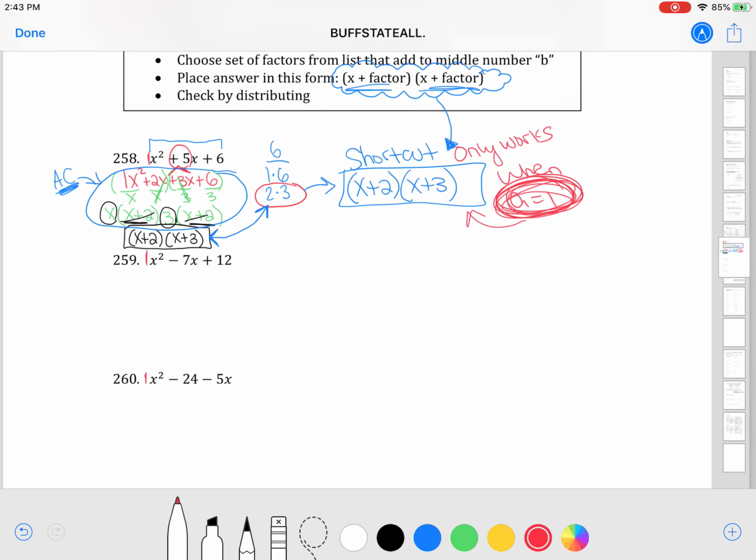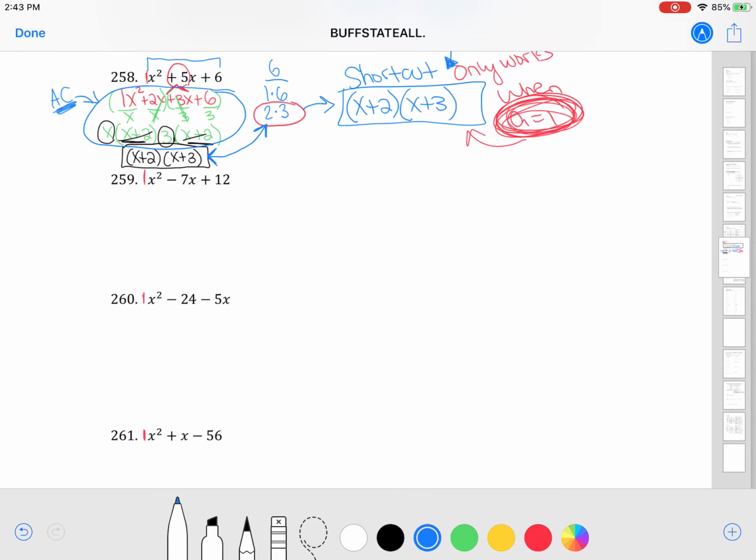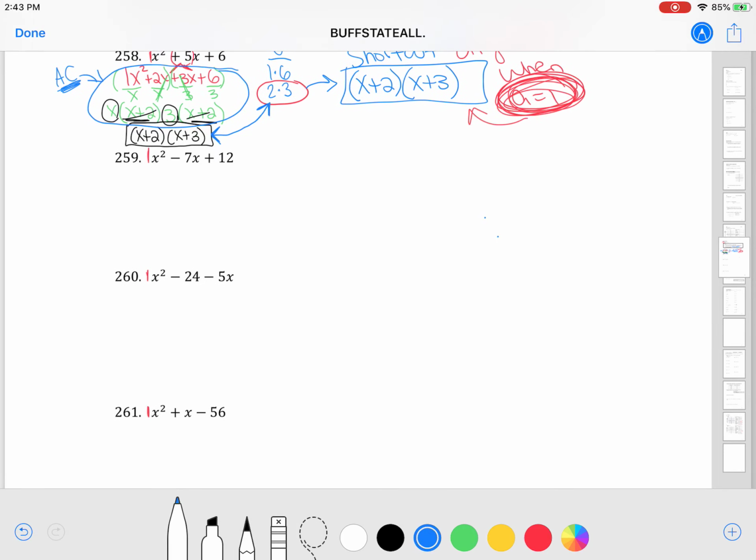So I'm going to practice the shortcut with you again and again for the rest of this page. If you prefer AC all the time, you can practice with AC all the time for the rest of the ones on this page and just check your answer with us at the end, okay? So for 259, because I don't have to do AC, I still multiply A and C together, but notice it's always just going to be this number. 1 times that 12 is going to be 12. 1 times the last number is always just going to stay itself.